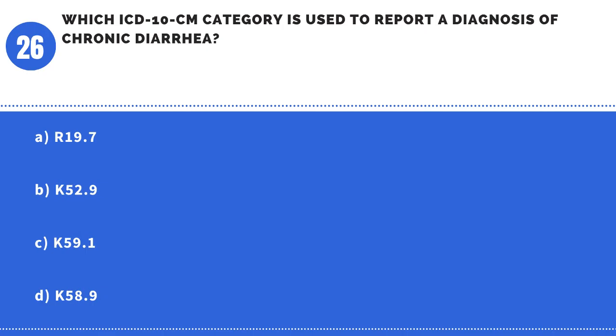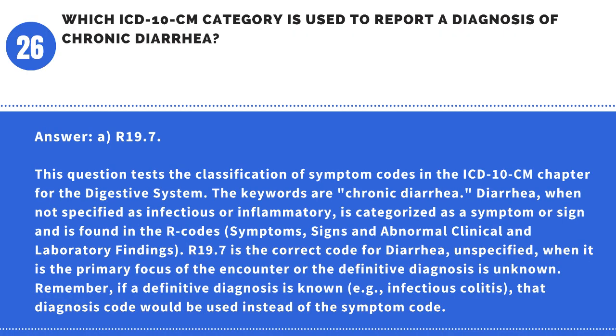Question 26. Which ICD-10-CM category is used to report a diagnosis of chronic diarrhea? A. R19.7. B. K52.9. C. K59.1. D. K58.9. Answer A.